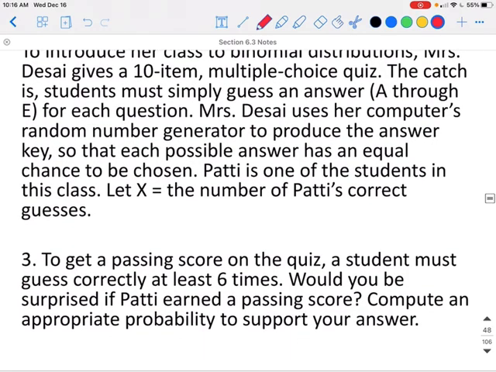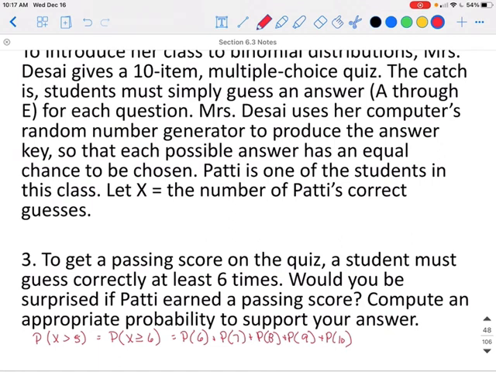To get a passing score on the quiz, a student must guess correctly at least 6 times. Would you be surprised if Patty earns a passing score? Compute an appropriate probability to support your answer. Now, this means she needs to get more than 5 correct, or she needs to get 6 or more correct. So this means she can get 6 of them right, 7, 8, 9, or she can get all 10 of them correct.